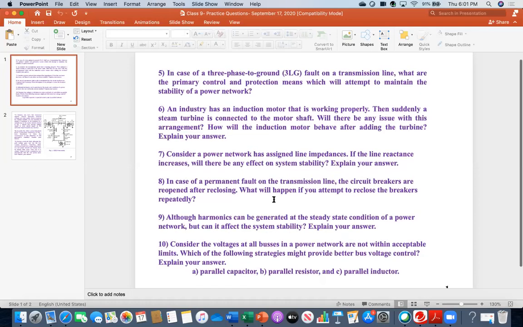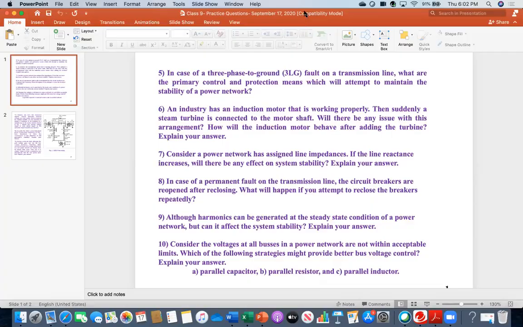Now read number 8. In case of a permanent fault on the transmission line, the circuit breakers are reopened after reclosing. What will happen if you attempt to reclose the breakers repeatedly? The meaning of this question: I have introduced a term, permanent fault. What does that mean?